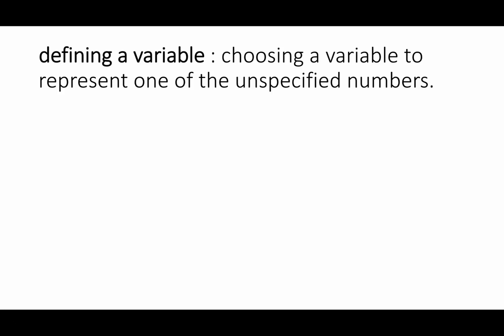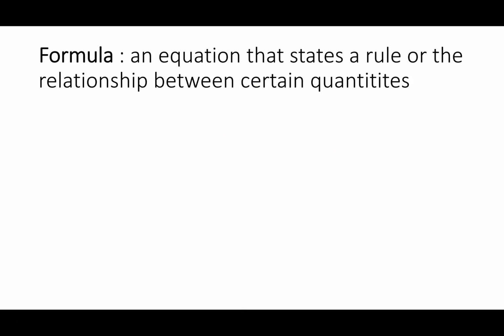So defining a variable is where you choose a variable to represent any one of the unspecified numbers. Probably your easiest one would be distance equals rate times time. So we would choose the variable d to represent distance. We choose r for rate, and we choose t for time. We're choosing a variable for that unspecified number.